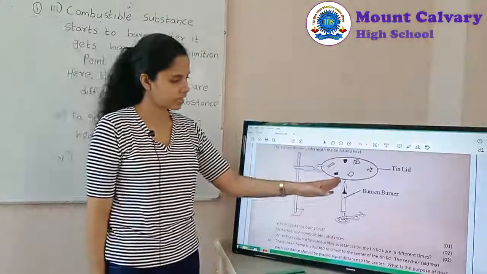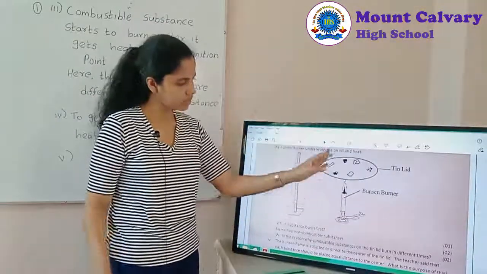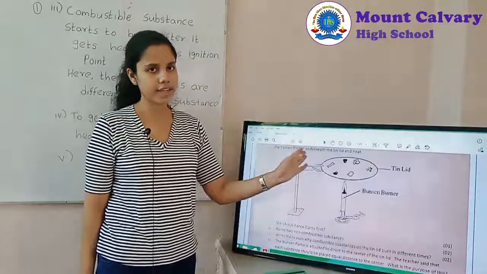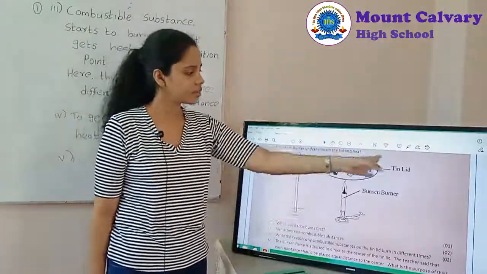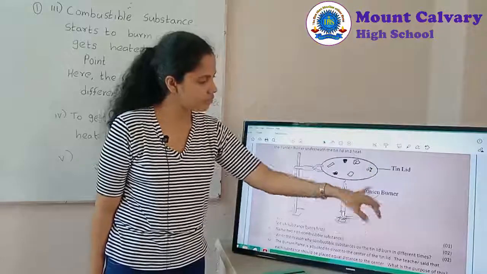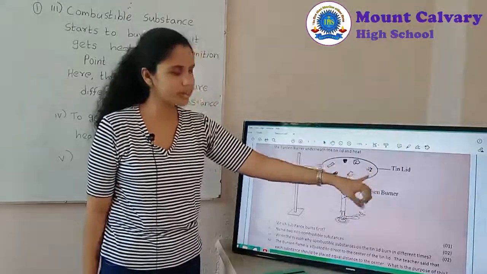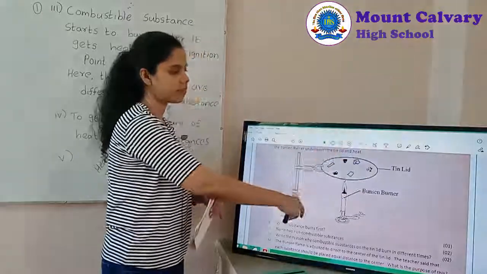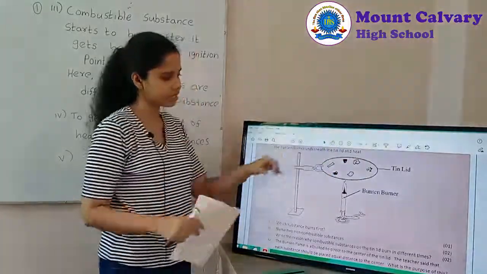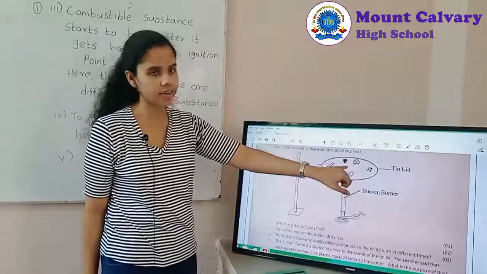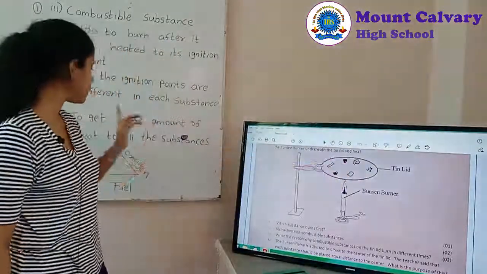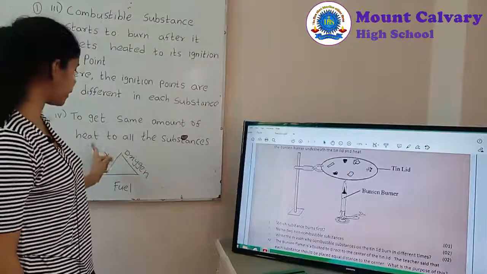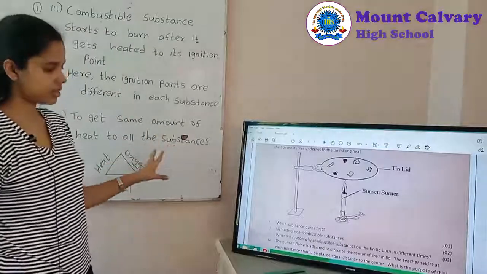If you keep the Bunsen burner in this corner, only these two substances will get more heat. So to avoid that and give the same amount of heat to all the substances, we should keep the Bunsen burner in the center of the tin lid. That is the reason: to get the same amount of heat to all the substances.